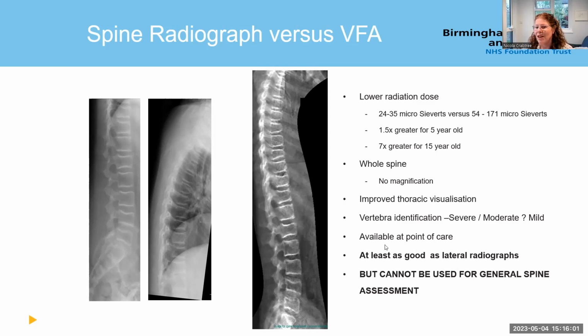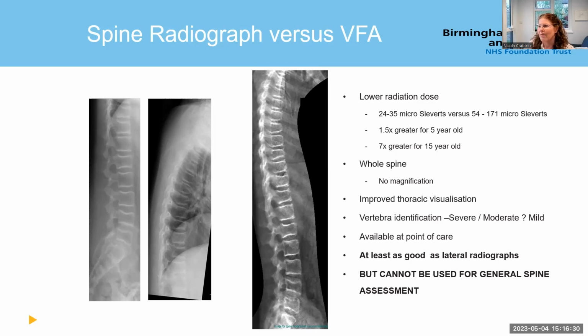It's important to know that it's at least as good as lateral radiographs. Because of this improved visualization, it's not better than, but it is at least as good, or you could say it's at least as bad when looking at mild vertebral fractures. But the important thing is it cannot be substituted for general spine assessment. So if you're looking for something other than vertebral fractures, then you might need to use a standard radiograph or alternative imaging techniques.